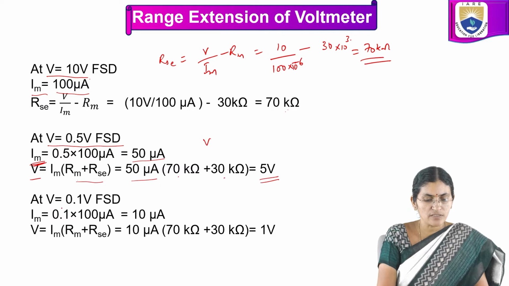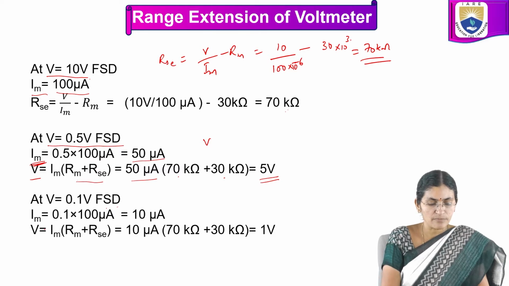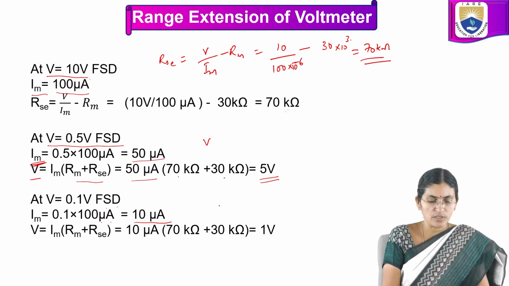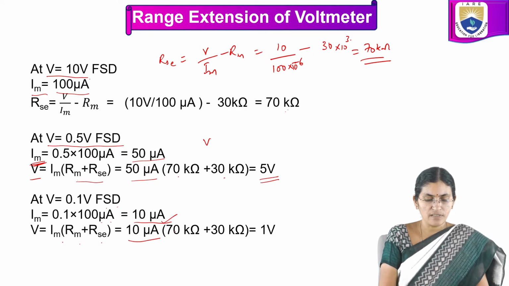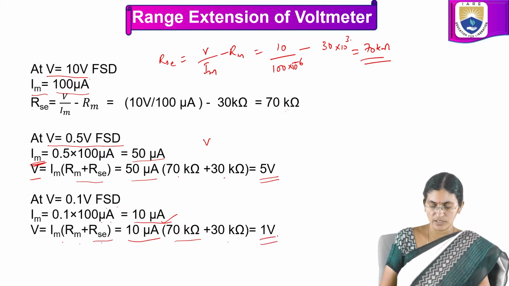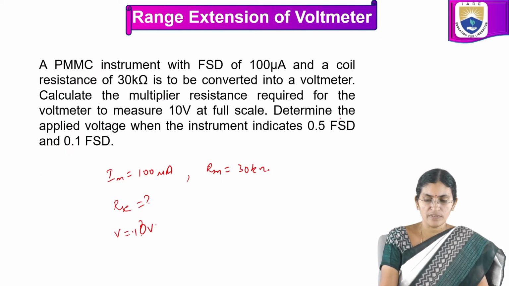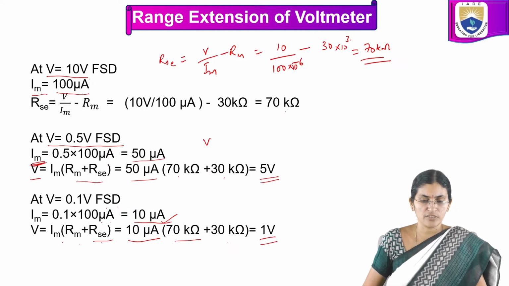Now when the voltage is 0.1 times full scale deflection, that means Im is equal to 0.1 into 100 microamperes. So this comes out to be 10 microamperes. Using the same formula, V is equal to Im into Rm plus Rsc, where Im is 10 microamperes, Rsc is 70 and Rm is 30 kilo ohms. So this is the value of the voltage which is indicated by the voltmeter. This is what we have obtained: the applied voltage when the instrument indicates 0.5 FSD and 0.1 FSD. FSD indicates full scale deflection.